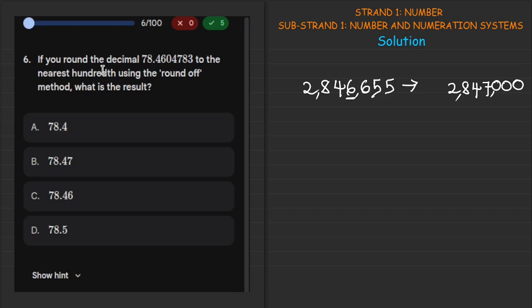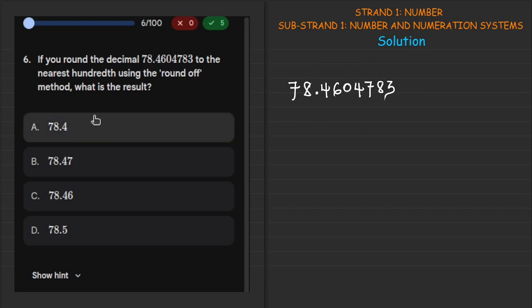It says, if you round the decimal 78.4604783 to the nearest hundredth using the round off method, what is the result? Take note. We are actually working with a decimal here, you see, and it says we should round off. Take note of the off. Now, when it comes to decimal place value system, this here is a 10.